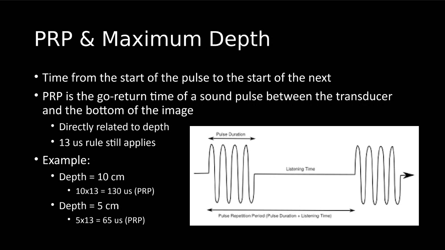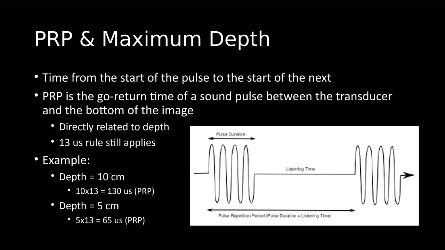So our PRP, or pulse repetition period, that's the time from the start of that pulse in our transducer, as soon as we send it in, to the start of the next pulse. So we're taking into consideration that pulse duration, how long it takes that pulse to travel and do its thing, but then also we are taking into consideration all of that off time, that listening time, and that is going to be our PRP. So the PRP is the go return time of a sound pulse between the transducer and the bottom of the image.